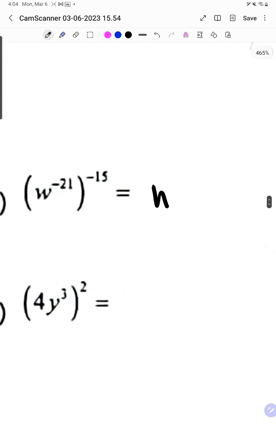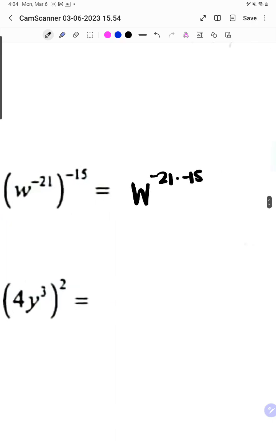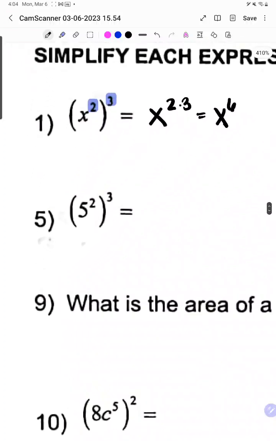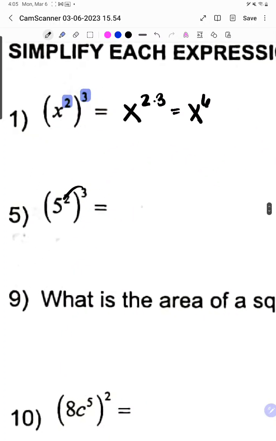All right, you have w to the negative 21st times negative 15. A negative times a negative is a positive, and 21 times 15 is 315. So we'll have w to the 315. All right, for this one right here, once again, just multiplying those exponents. So go through and answer what you think that should be.